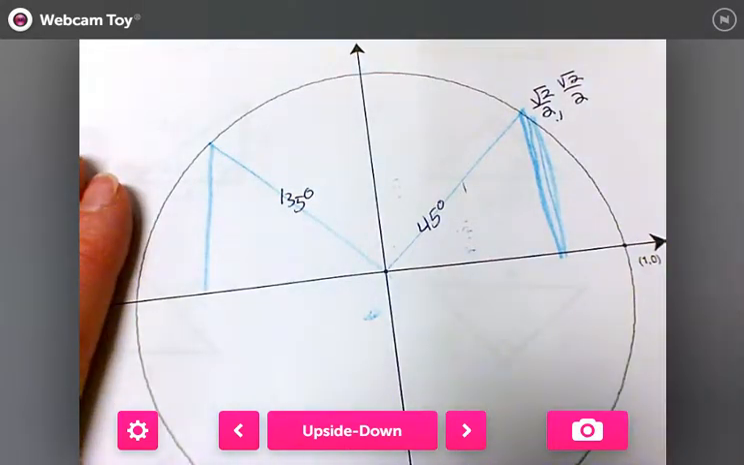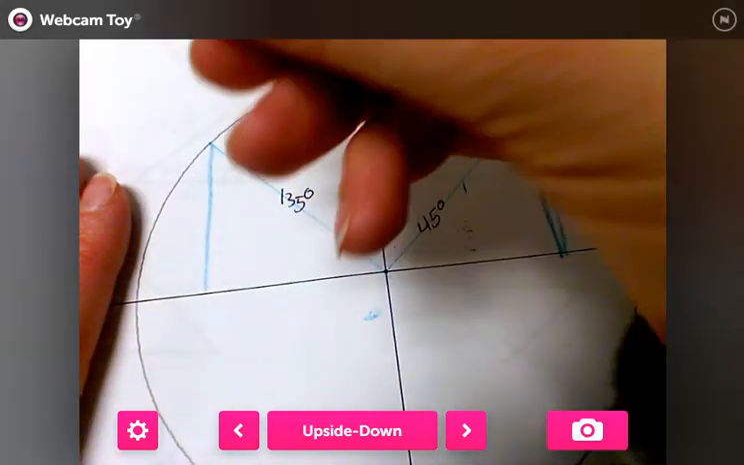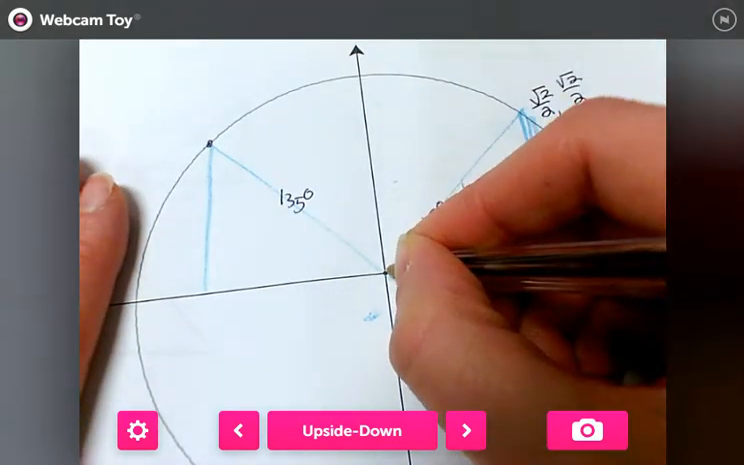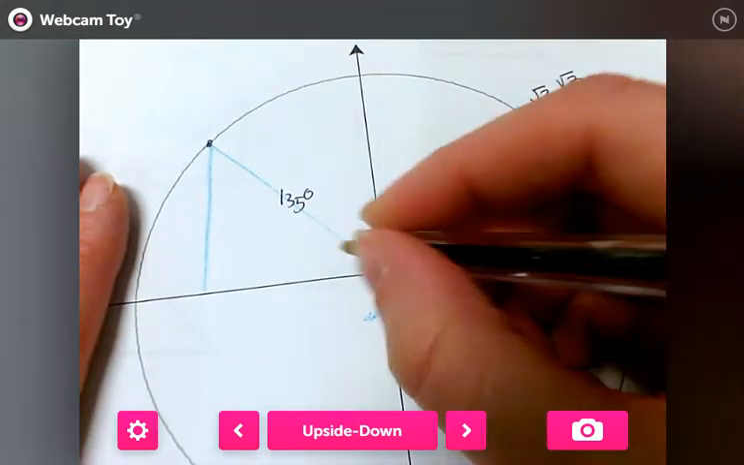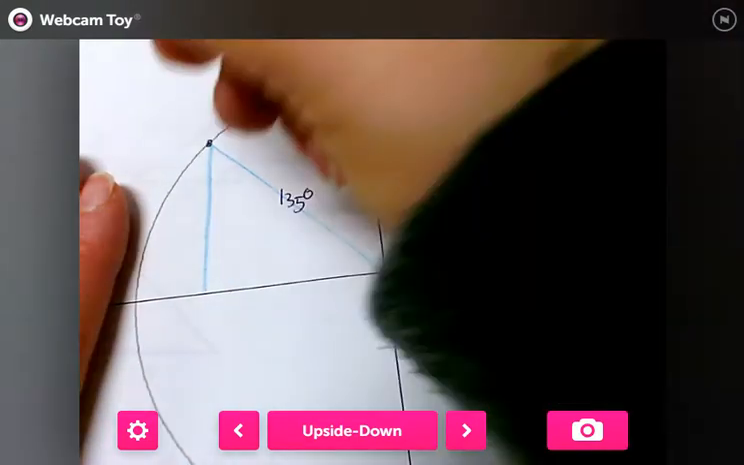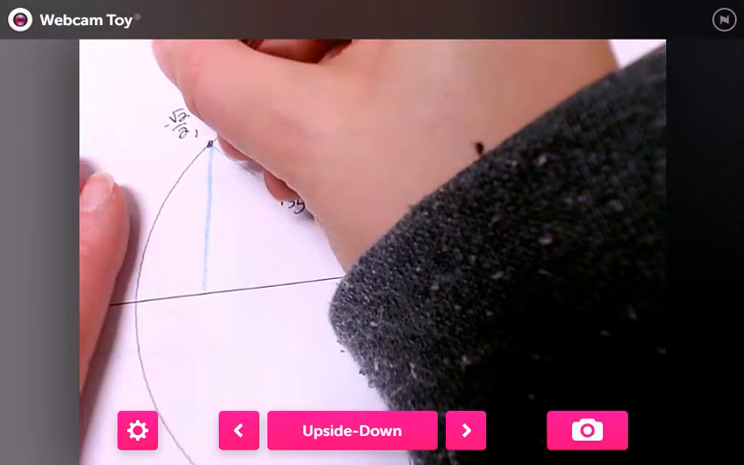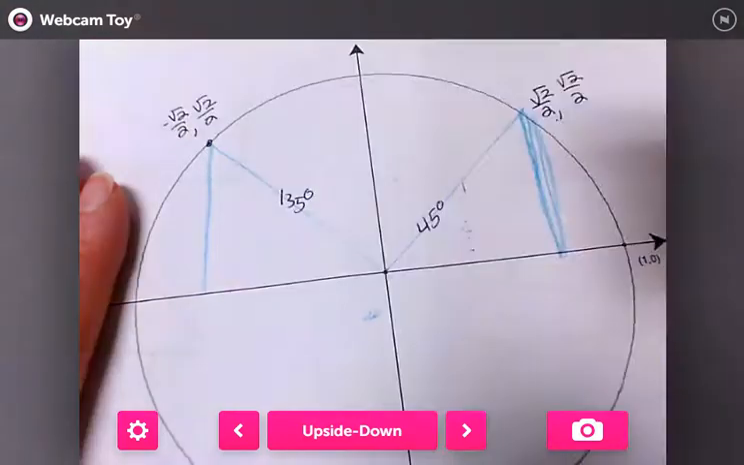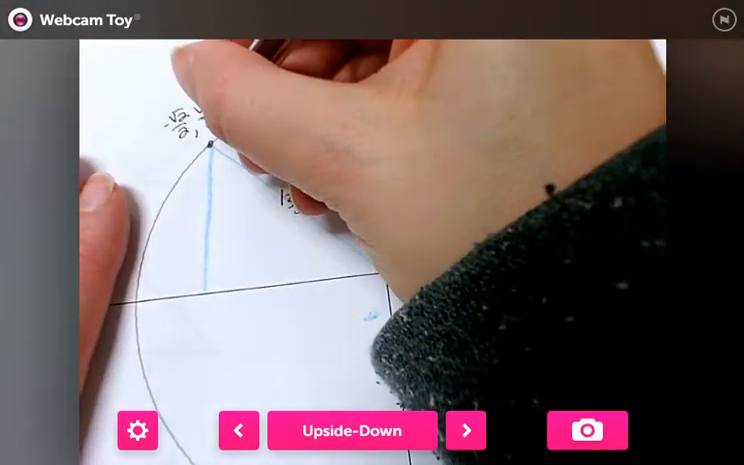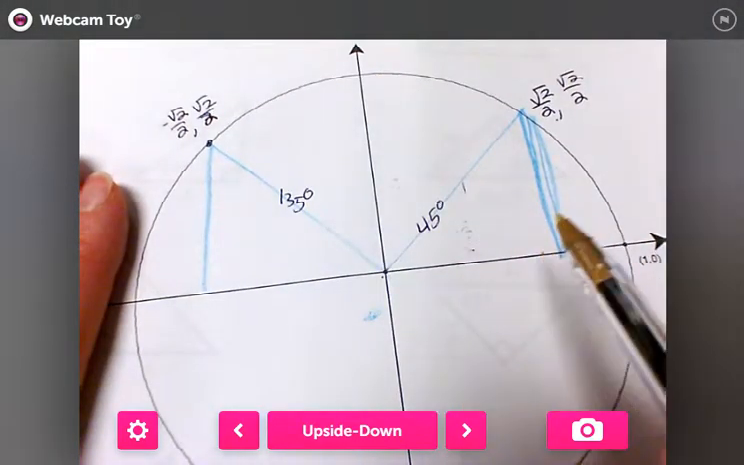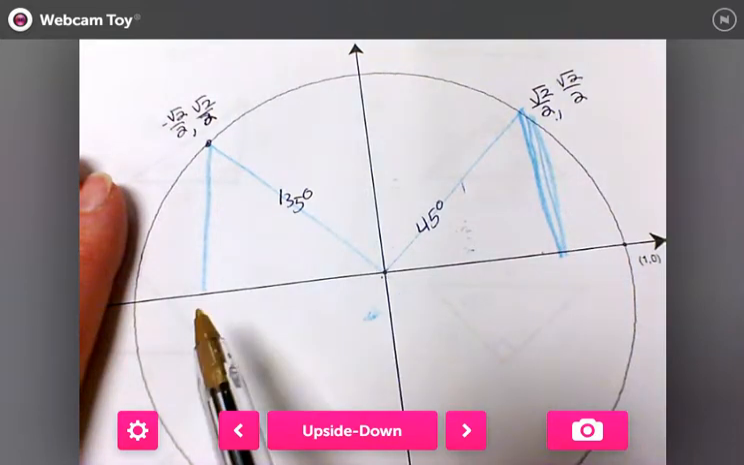Okay, now let's talk about this part. I want to know what this point is right here. If this is 0, 0, which way did I go? Say it louder. Somebody said it. I went negative square root 2 over 2, right? Up square root 2 over 2. Right? If this way is positive, the opposite way has to be negative.